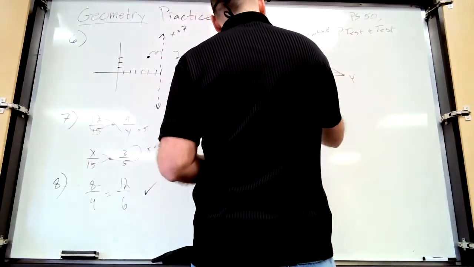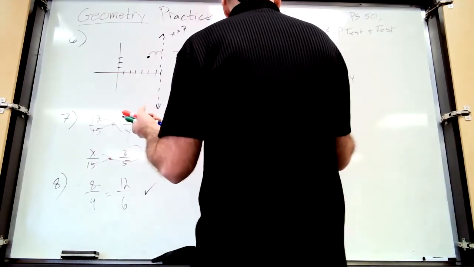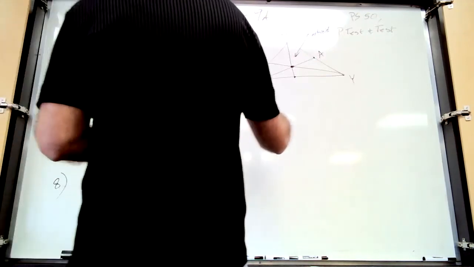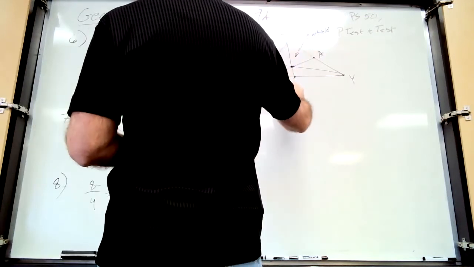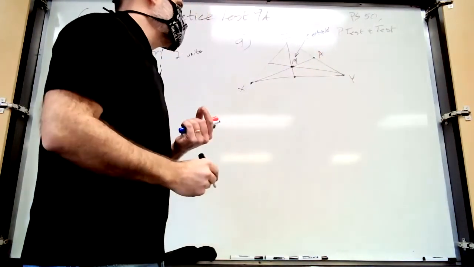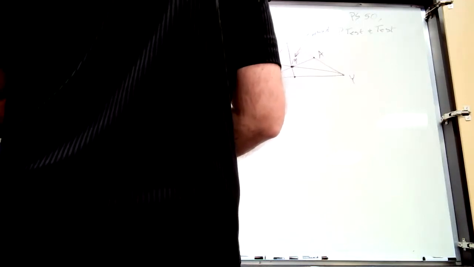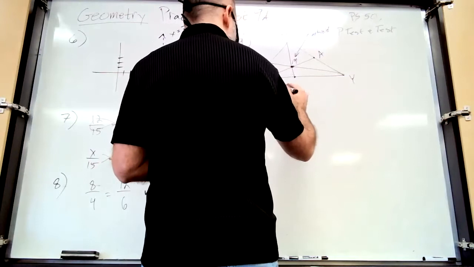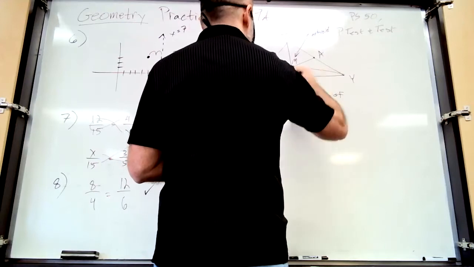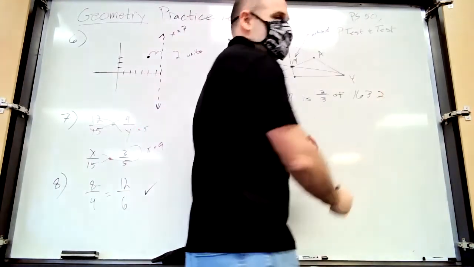So basically we could say something like this, right? XA, here's M. So XM is 2/3 of the whole thing, right? Of 163.2. Does that make sense?